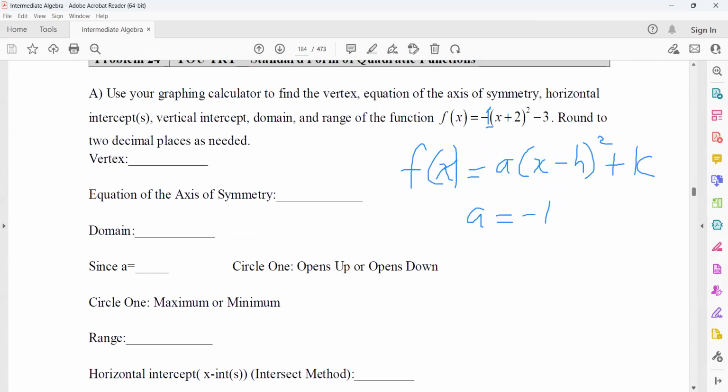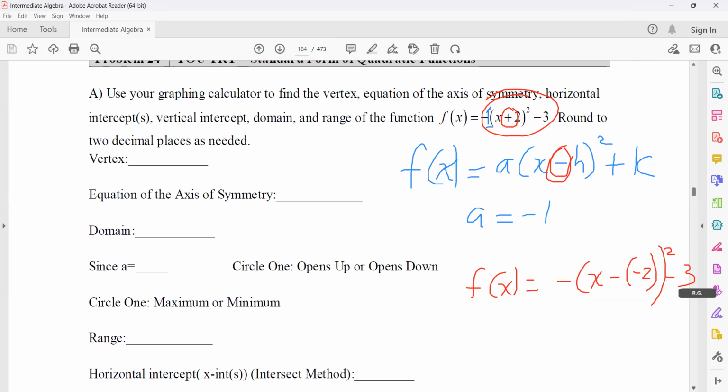Now when you look at h, this is the problem, and this is where students make mistakes. Here you have a minus in the standard form, and here you have a plus. That's a problem. So if I'm going to make sure that this is fixed the same way, I'm going to say that I have f of x equals minus (x plus 2), but because I want to set it up like the general form, I'm going to think of it as minus 2, squared minus 3. You see that?